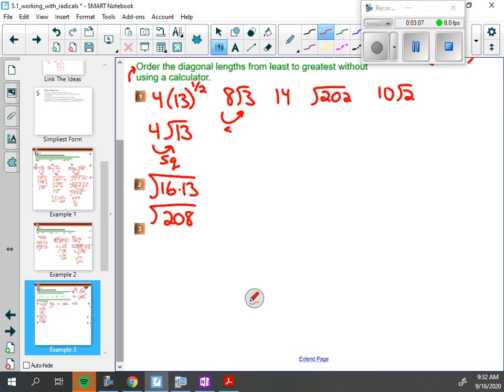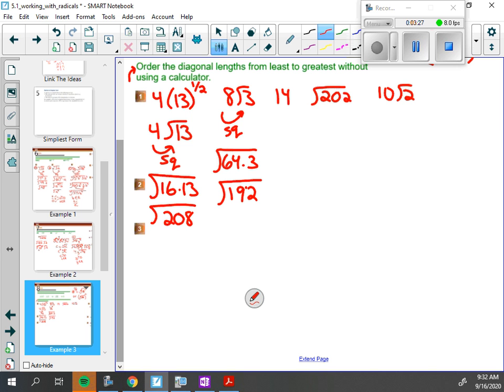All right, 8 square root 3. You put that one under and square it, so you'd have the square root of 64 times 3. What does that one end up being? 190. I had 192. Yeah.